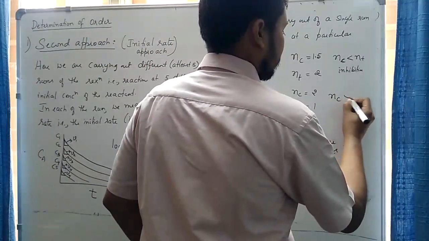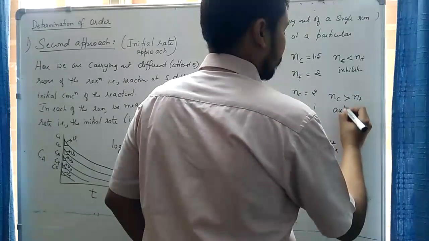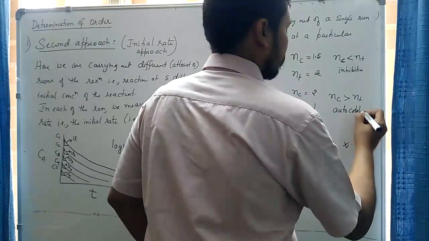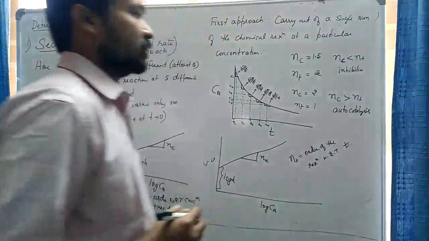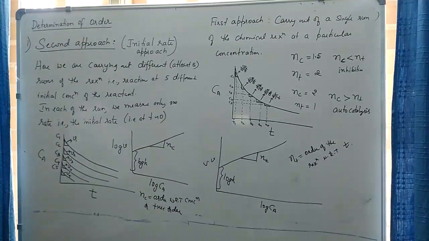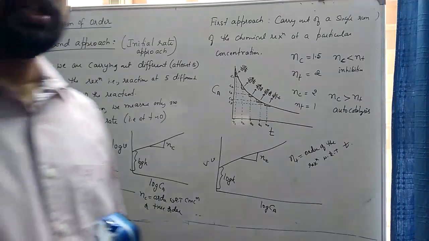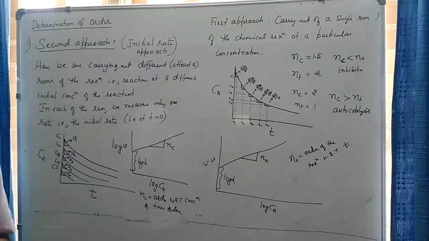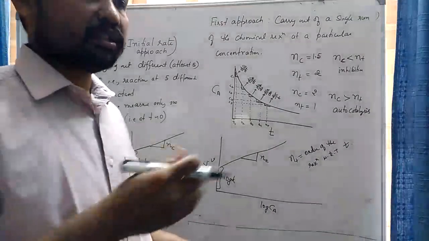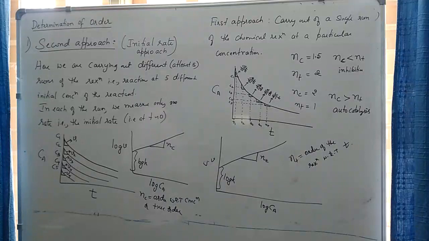So if NC is greater than NT, it is the case of autocatalysis. So the rate of the reaction, at different intervals, should have behaved like a second order, but now it behaves like a first order. That clearly indicates that this is a case of autocatalysis. That is, the reaction has become so fast, because of autocatalysis, that it has almost reached completion. So at the end the rate of the reaction decreases very slowly with respect to concentration.